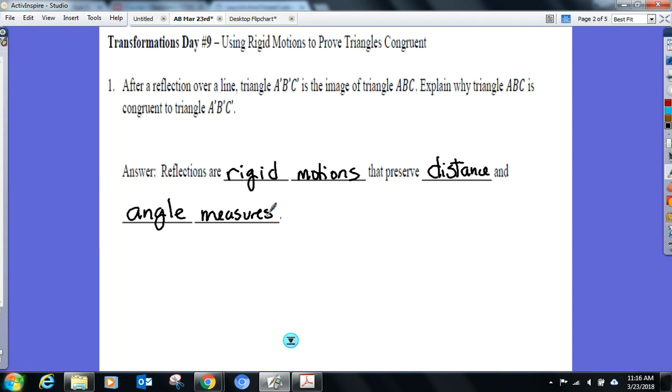Okay, so that's just the first part of doing these, is telling me what you're doing, and then telling me that because they're rigid motions, they preserve distance and angle measures. All right, not too bad. You ready? I'm just going to keep building here.